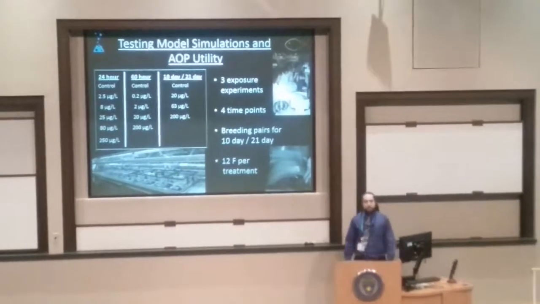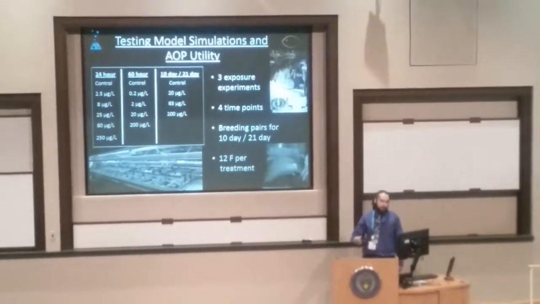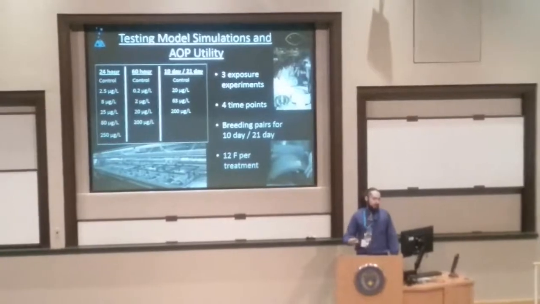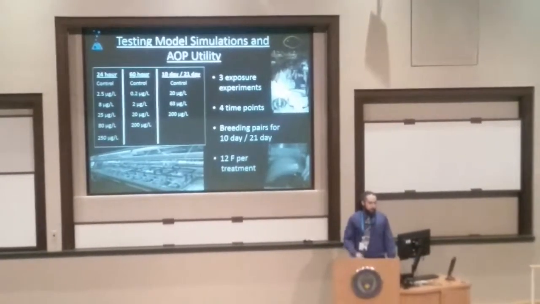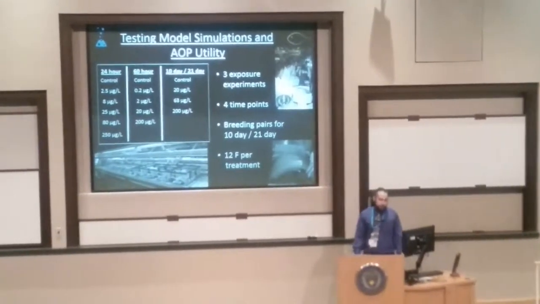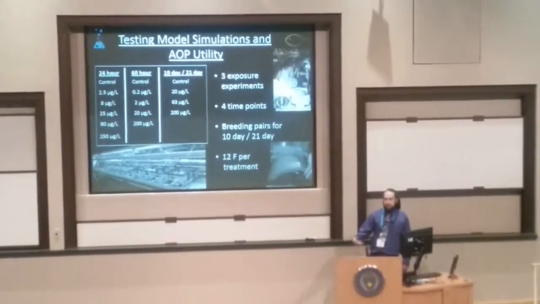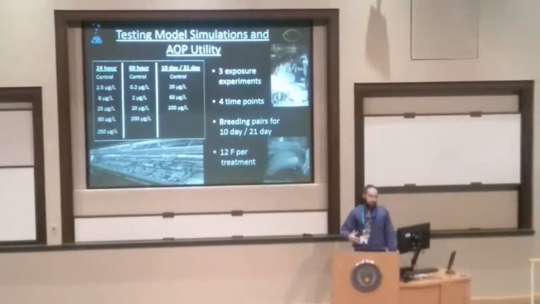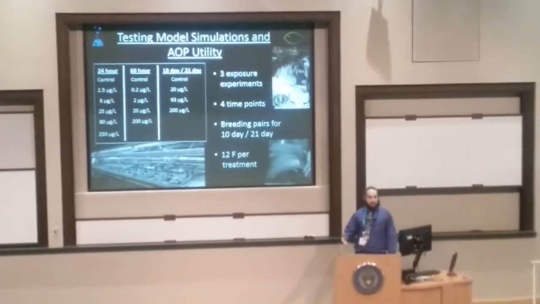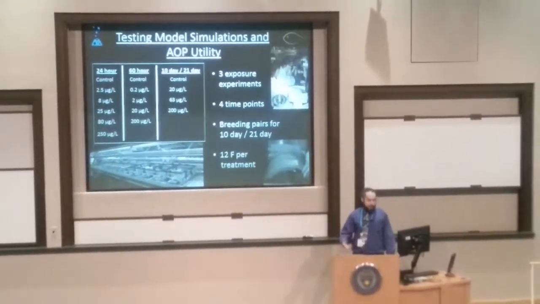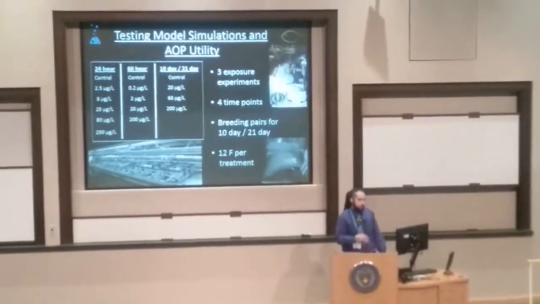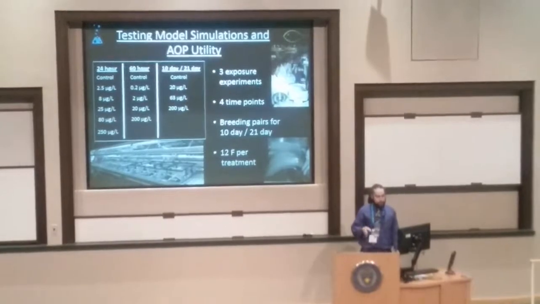And in testing these, as well as the AOP, we ran 3 exposure experiments. We looked at 4 different time points: 24 hours, 60 hours, 10-day, and 21-day. The 10-day and 21-day time points were reproductive exposures, so that means that the fish were put together in reproductive pairs, and fecundity was checked daily by checking the spawning tiles and counting their eggs. And for each of these treatments, 12 female fish were pooled together.